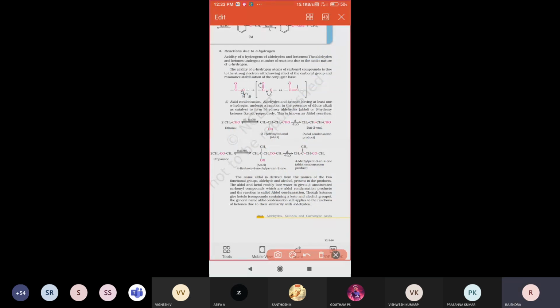Next, see this. The acidity of alpha hydrogen atoms of carbonyl compounds is due to the strong electron withdrawing effect of the carbonyl group and resonance stabilization of the conjugate base. Due to the resonance structures, stabilization takes place. Due to the presence of electron withdrawing groups, these compounds easily participate in resonance and are stabilized.